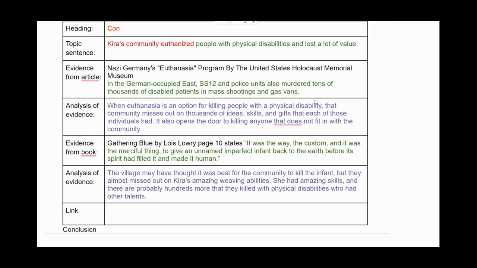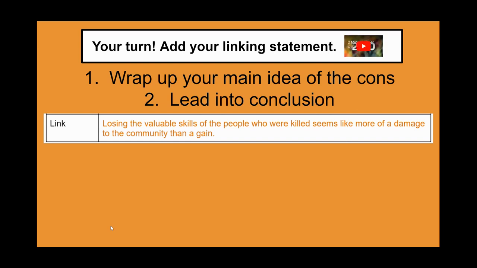Next, we are going to look at the linking sentence that comes at the end of your con paragraph and leads into your conclusion. Mine is losing the valuable skills of the people who were killed seems like more of a damage to the community than a gain. I had to make sure that I talked about pros in some way because that's what our conclusion talks about, right? Is pros and cons. Use my reference as an example if you would like. Remember, you just need to wrap up your main idea of the cons and lead into the conclusion, which talks about pros and cons. Push pause and come back when you are done.